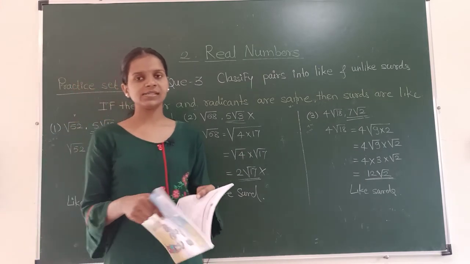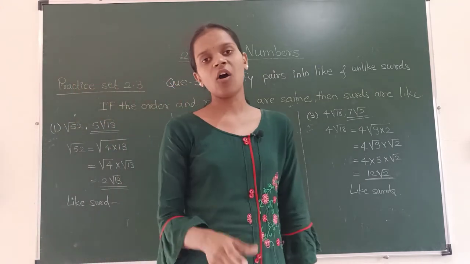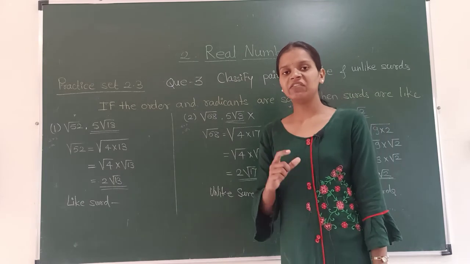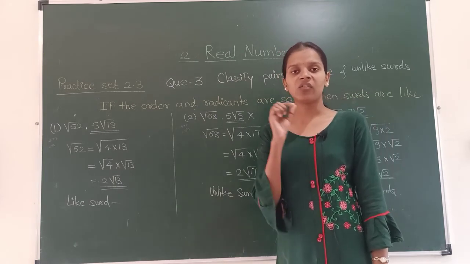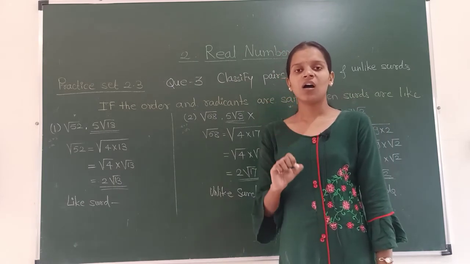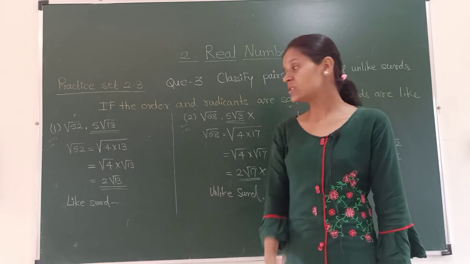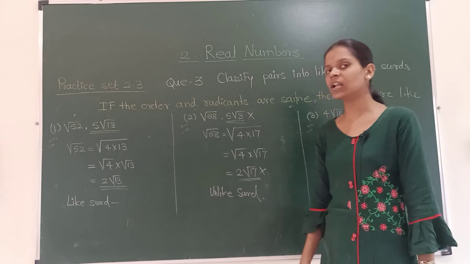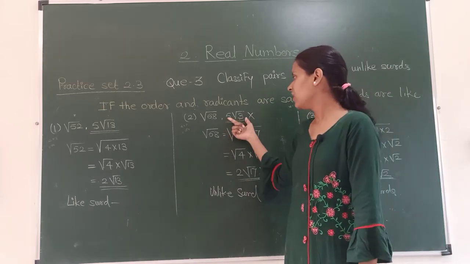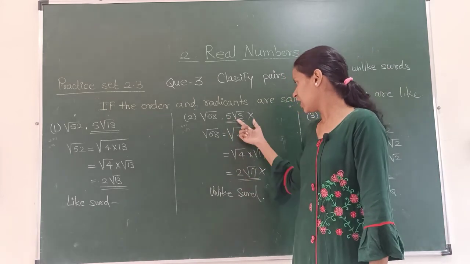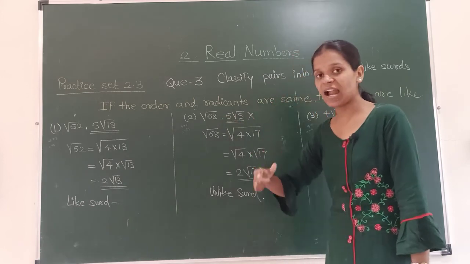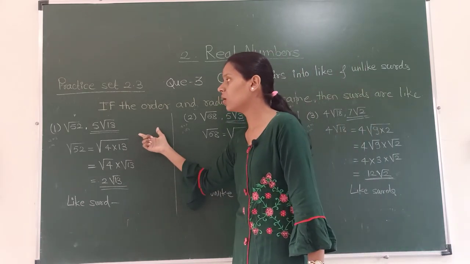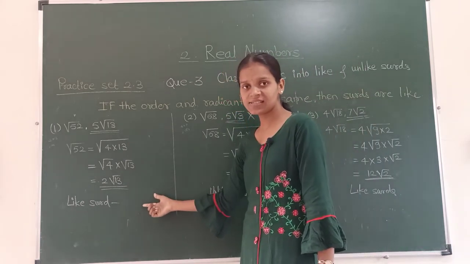Very simple it is. You have to just check the order. Please keep in mind we are learning the surds of order 2. Therefore, the order of a surd will always be 2. If they have not mentioned the order, it will always be 2. And you have to just check the radicands. To check the radicands, you have to further factorize the number.